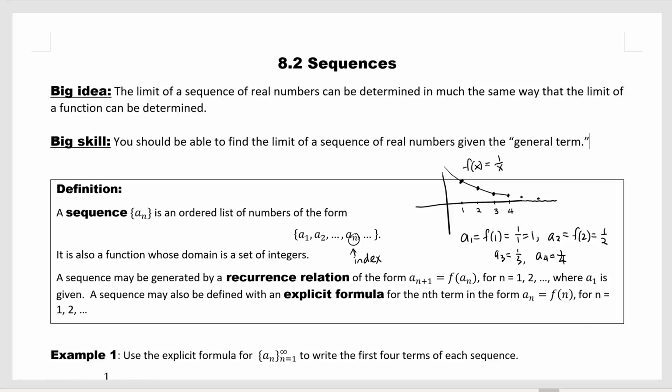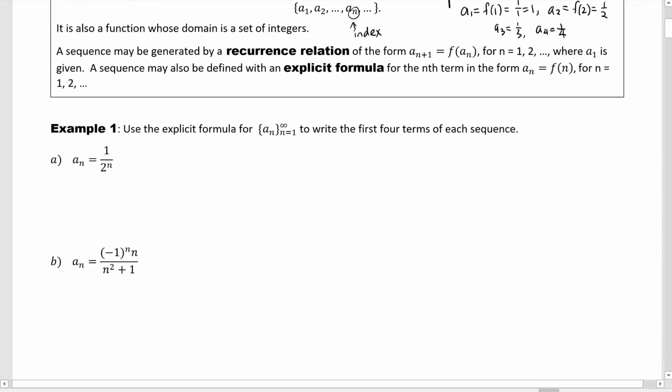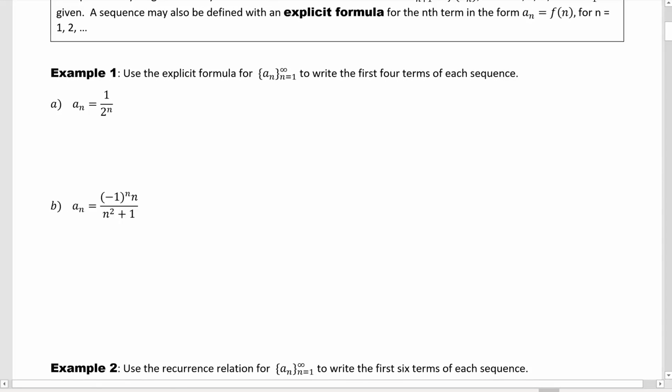A sequence may also be defined with an explicit formula for the nth term, in the form of the nth term a sub n is a function of n, where n is a natural number. Let's look at some examples. Example 1. Use explicit formula to write the first 4 terms of each sequence.